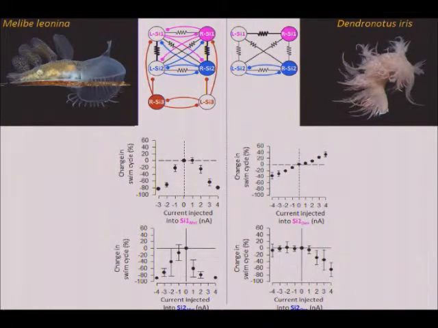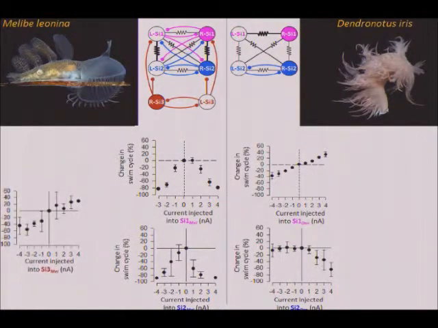Now, we've subsequently identified a third cell in the CPG, which we're calling swim interneuron 3, imaginatively. Swim interneuron 3 cells are mutually inhibitory across the midline, and it inhibits the other two cells in the central pattern generator. If you hyperpolarize swim interneuron 3, you slow it down, but if you depolarize it, you speed it up. So swim interneuron 3 acts differently than 1 and 2, and you get this monotonic change in the periodicity.